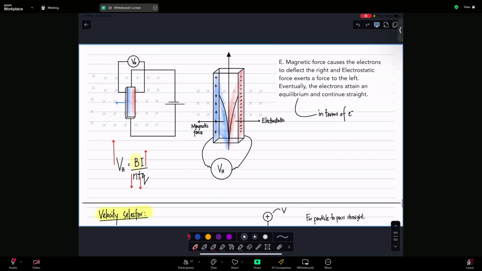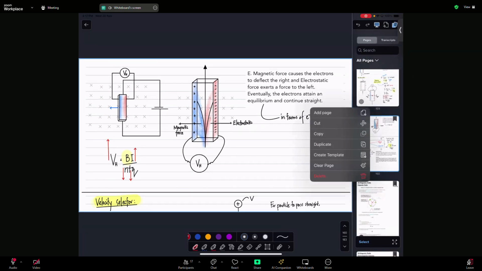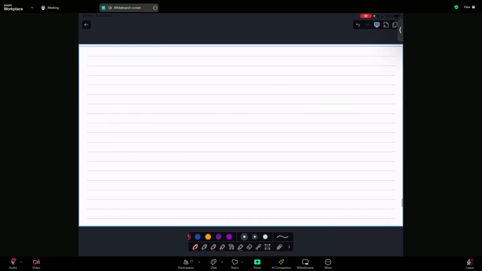Okay, so velocity selector. Any question? Your quantum physics is in the school exam, right? Quantum, right? What about you guys? Do you have quantum? No, so it's still AC current.